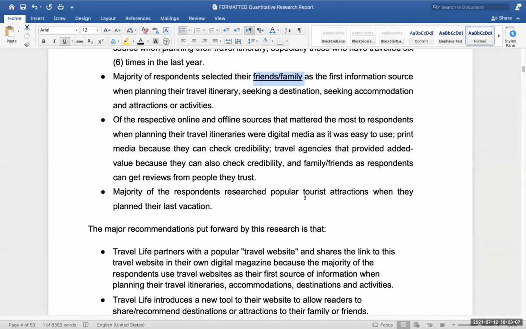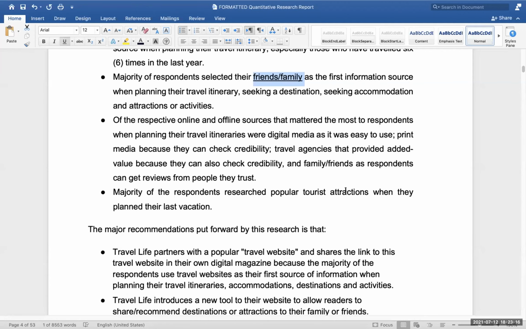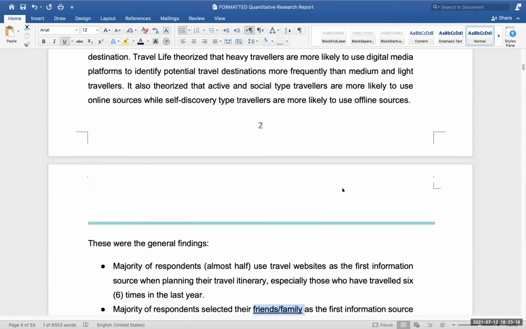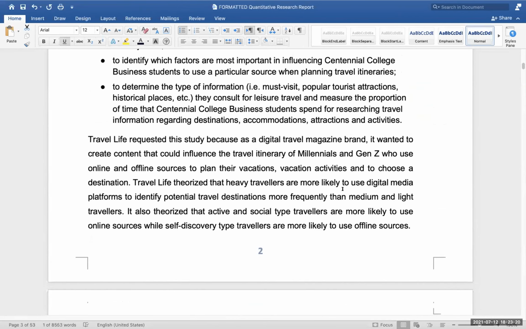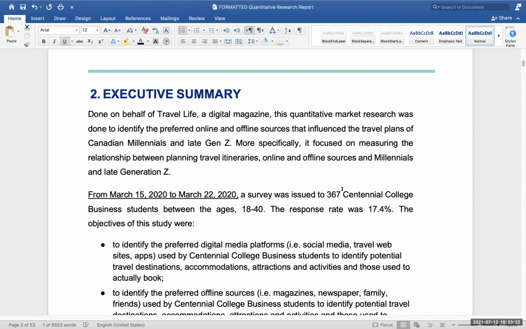Majority of the respondents researched popular tourist attractions when they planned their last vacation. In other words, people are not only relying on social media. So now the research moves from just social media to media. Not just social media, but media. This is important because what Travel Life is doing is trying to ensure that they remain relevant to their segment in the market.